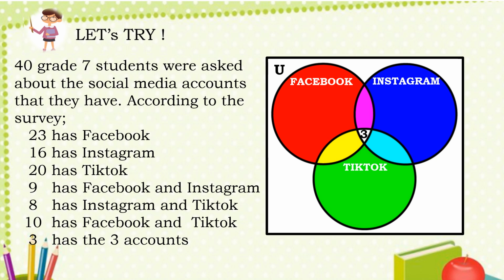Next, work backwards. 10 has Facebook and TikTok. So N is for intersection. So the intersection of Facebook and TikTok is in this part. So we have here 3. So we only need 7 to make it 10. So write 7 there. Next, 8 has Instagram and TikTok. So the intersection of Instagram and TikTok is in this part. We have here 3. So write 5 here to make it 8.